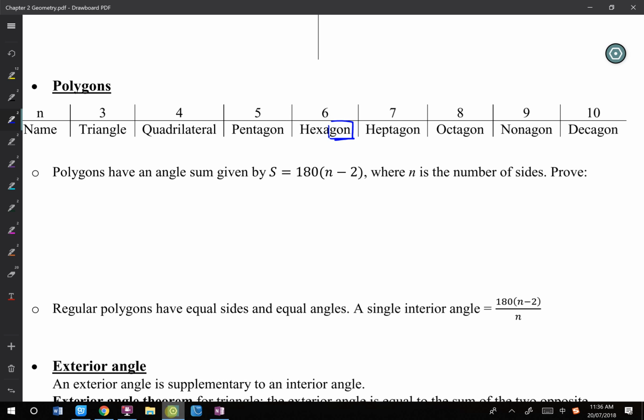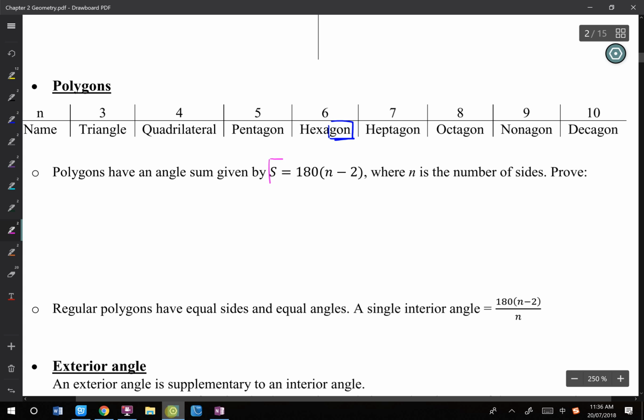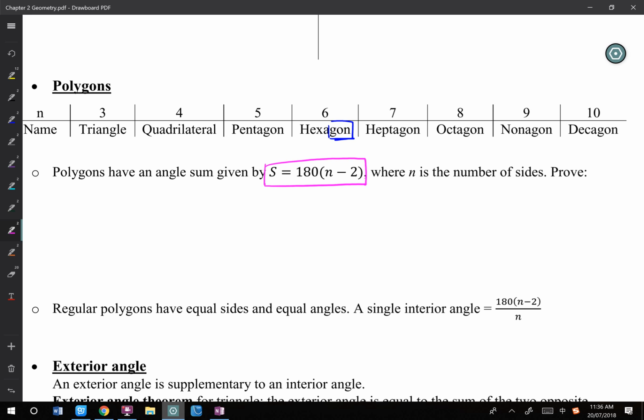Now this formula, I think you will definitely have that in your test. I'm not writing this test, but I think this will definitely be tested. So the inner angle sum of polygons. Okay, inner angle sum for polygons.